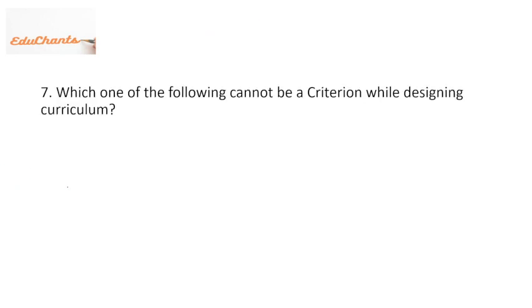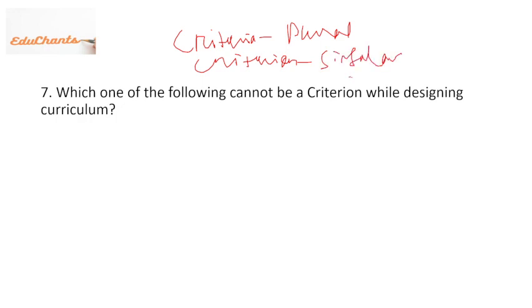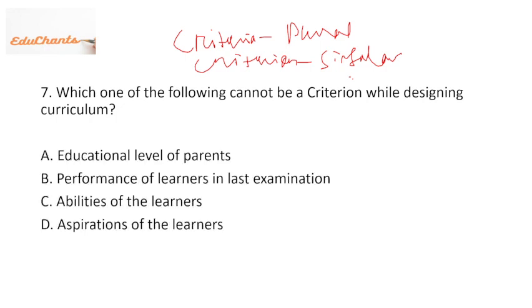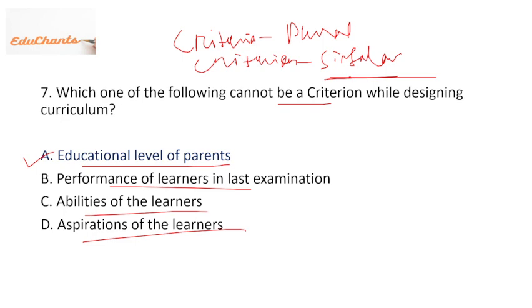You don't have to check much. Which one of the following cannot be a criterion while designing curriculum? Now see, criteria is the plural form, and criterion is singular. So which of the following cannot be a criterion while designing curriculum? What should not be a criterion? Definitely you can see the first option, educational level of parents. Whatever the parents are doing or whatever the educational qualification of parents, it does not really matter. You have to focus on the performance of the learner, abilities of the learner, aspirations of the learner. These are indicators that will be helpful in designing curriculum, but not the educational level of the parents.